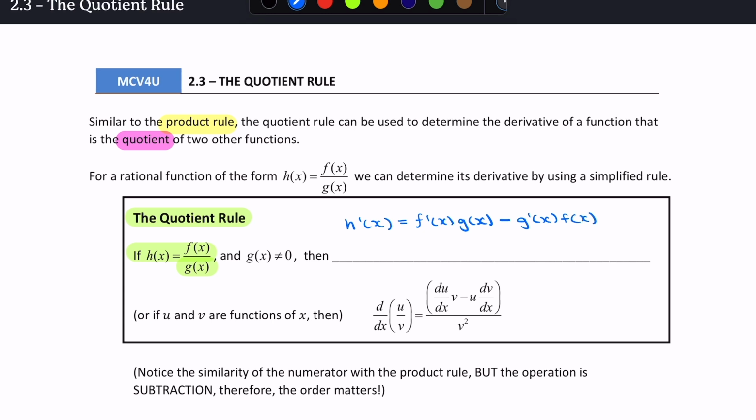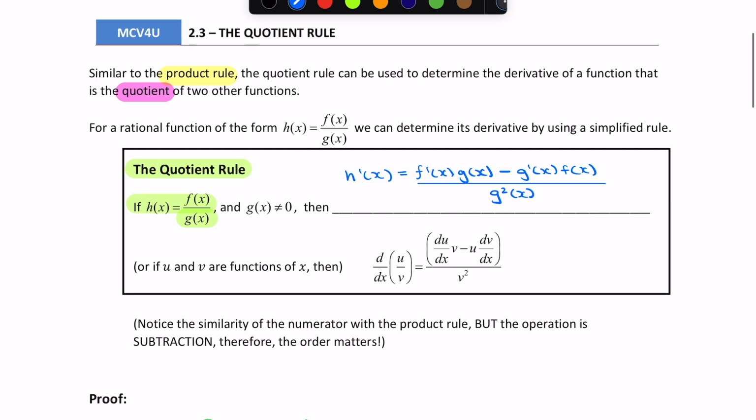If you recall, the product rule looked very similar to this. However, when we looked at the product rule, instead of subtracting, we added. So there's a difference there. And then we're going to divide this entire thing by g squared of x. So the top is similar to the product rule, but it is subtraction, and the bottom is divided by g squared of x.